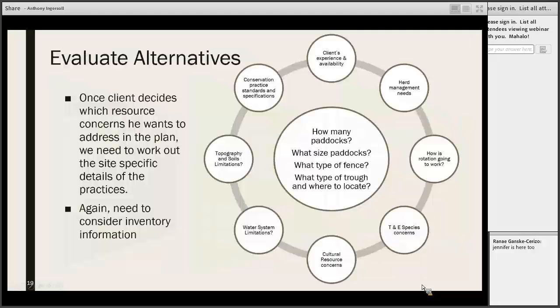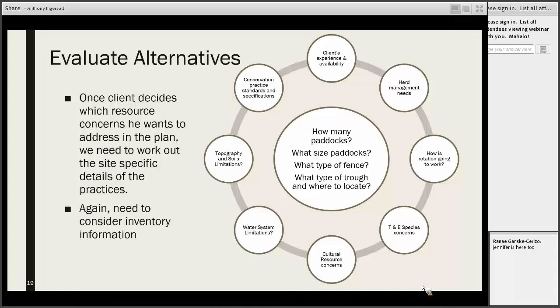Now we can start focusing on the site-specific details of the practices, such as how many paddocks are we going to put out there? What size should those paddocks be? What type of fence should we put out there? What kind does he want? What kind can we do? What type of trough and where will we locate those?